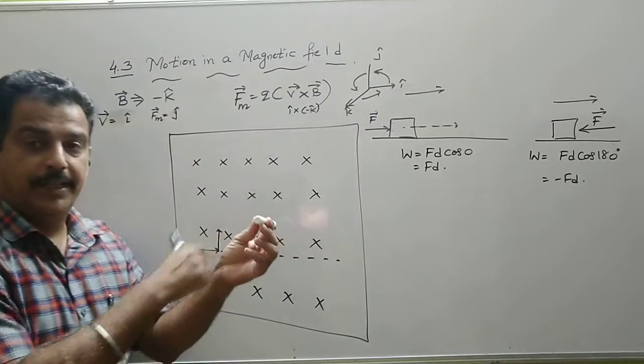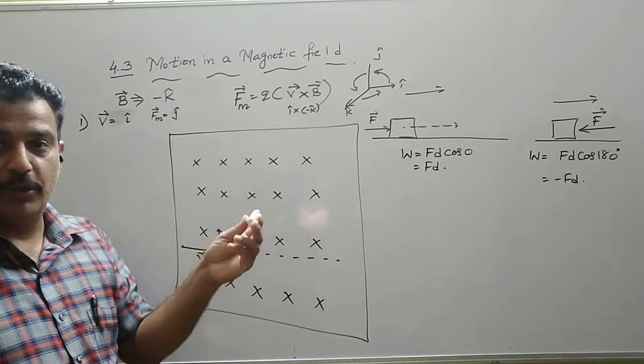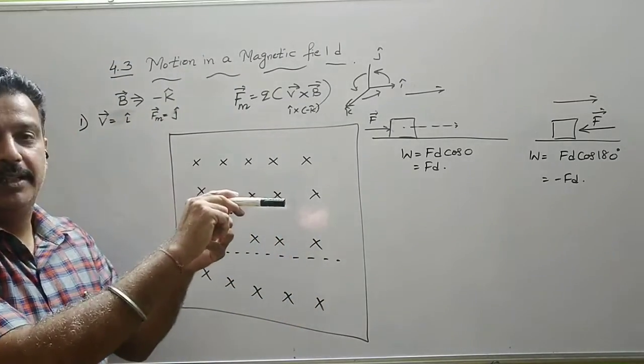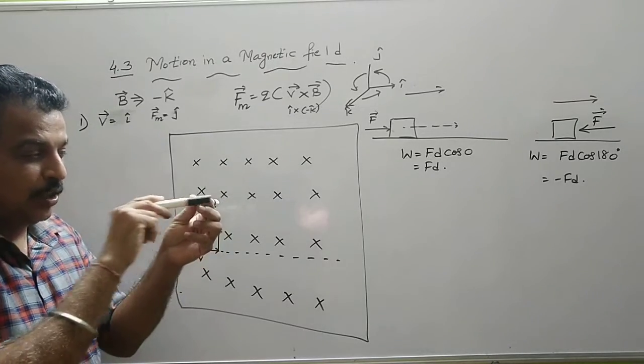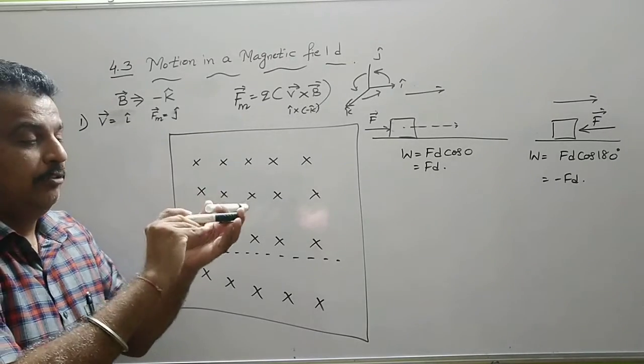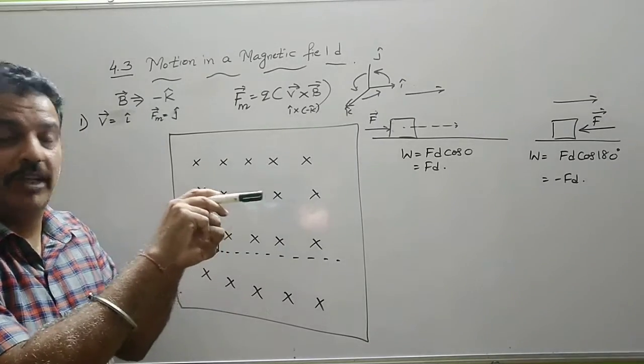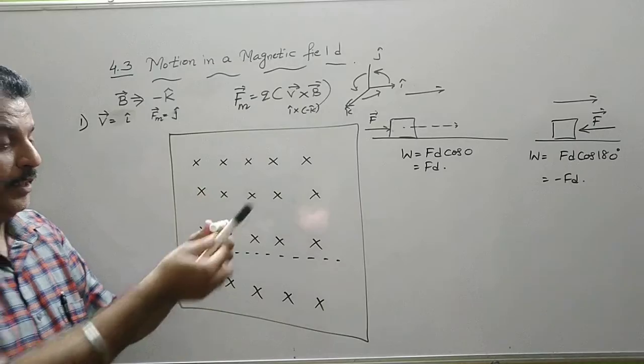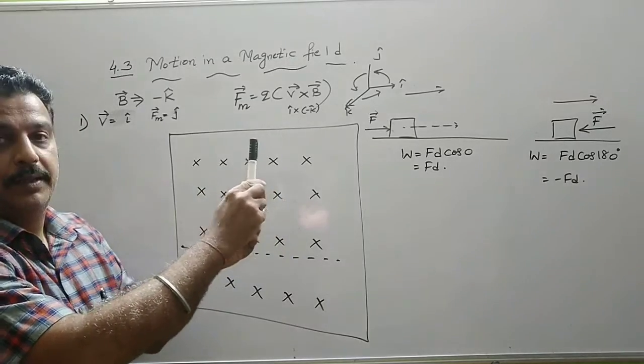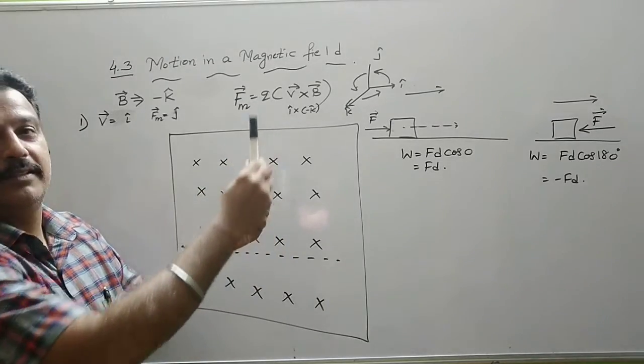So this is B going into the plane of paper, or the plane of the board. This is V. So this V, the charged particle, will move in a straight line if the magnetic field is not present. But due to the presence of the magnetic field, the magnetic force acts on it and it will move upward. Now the velocity is upward.